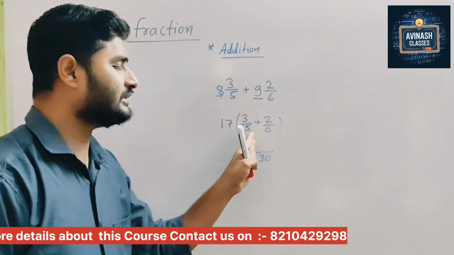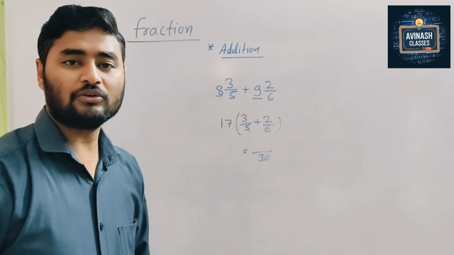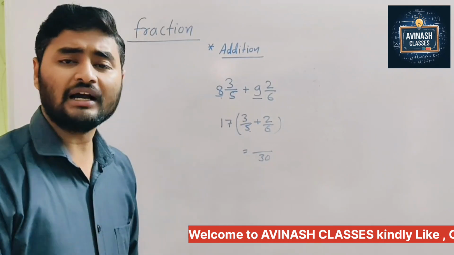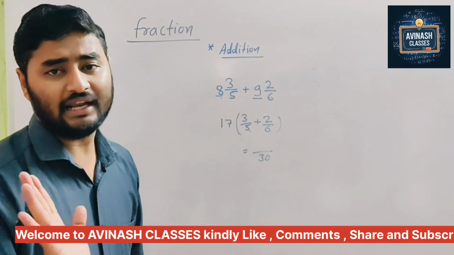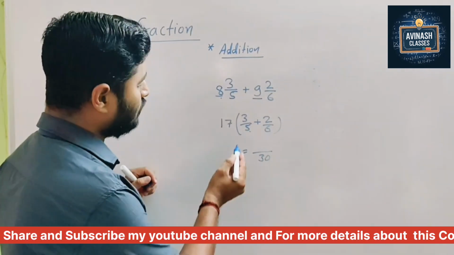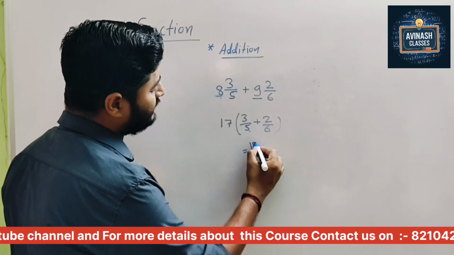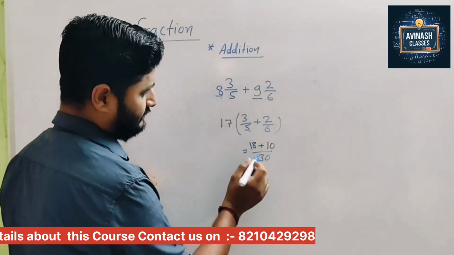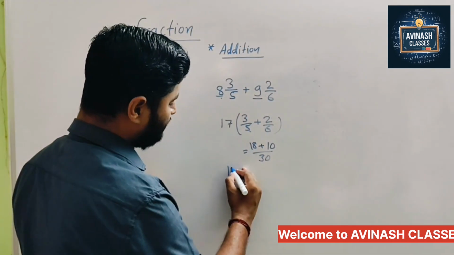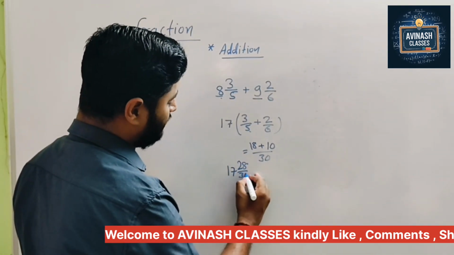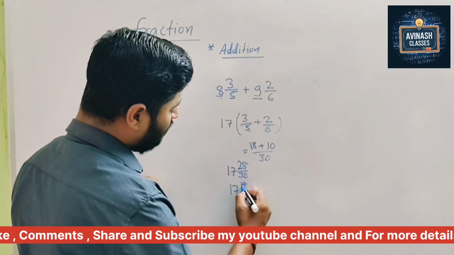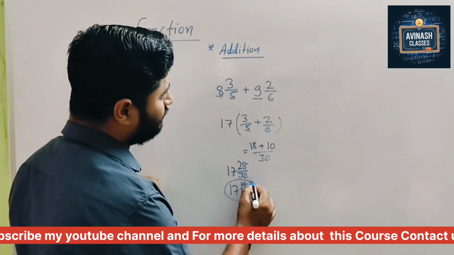6 times 5. We know that the LCM of any co-prime numbers is their product only. Suppose I ask the LCM of 5 and 6, 30. If I ask what is the LCM of 7 and 8? Just multiply it, 56, like that. 9 and 10, 90, like that. So the LCM of any co-prime numbers is their product only. So in 5 times 6, here we multiply 6 times 3, 18, and 2 times 5 comes 10. Simple one, no? 6 times 5 is 30. So it comes 17, 28 by 30. If it is reduced, you can reduce this also, no problem. So it comes 14 by 15. So this is our final answer.